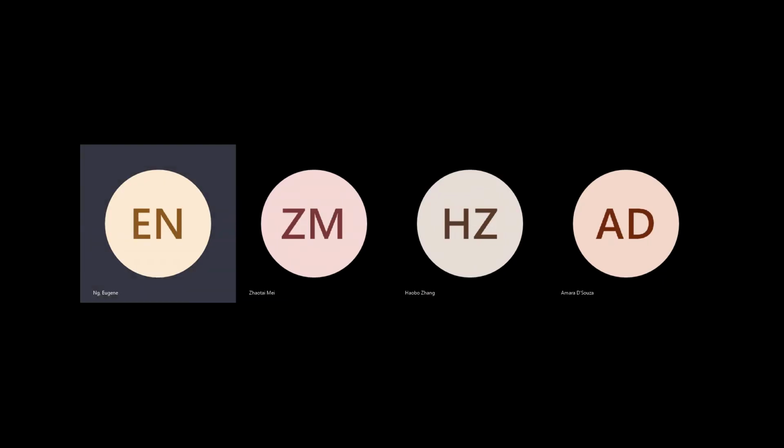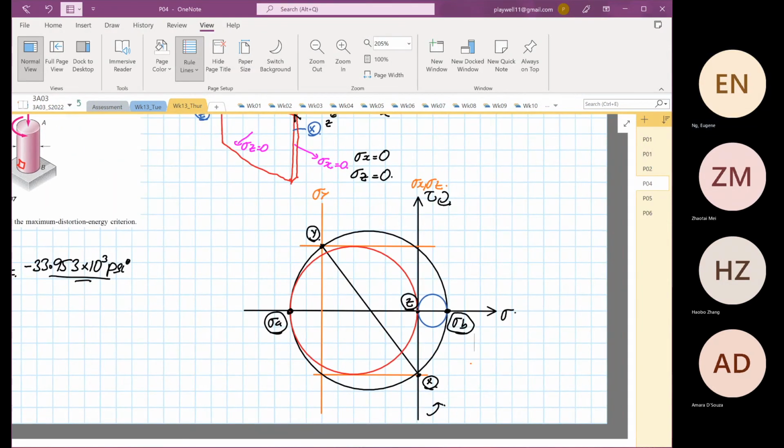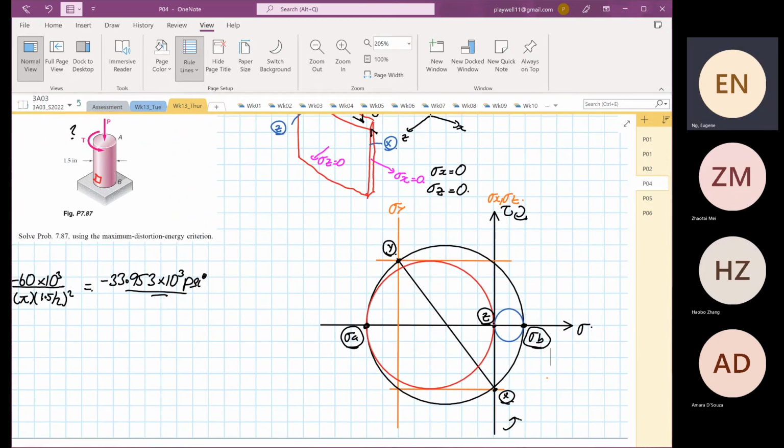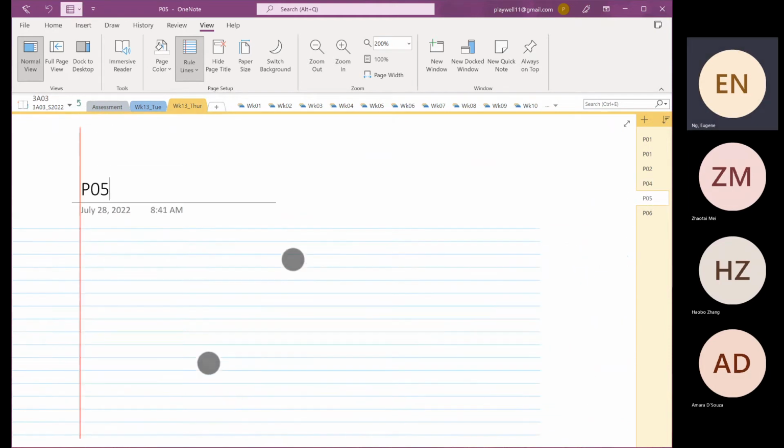Okay, so before we went for the break, we have constructed our Mohr's circle. We found the location of our sigma A and sigma B, and the plane that we are analyzing, the XY plane, is the one that is the biggest circle. So now we can calculate our stress average.